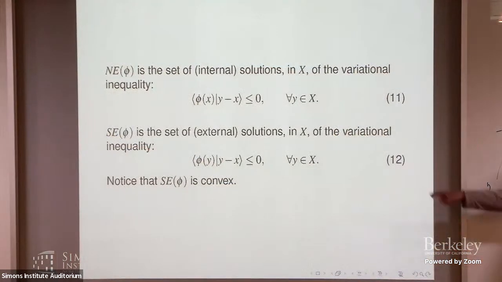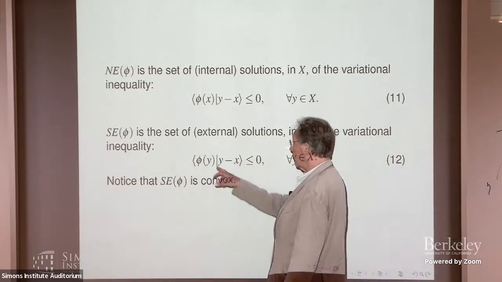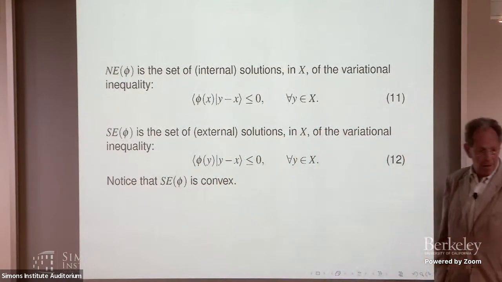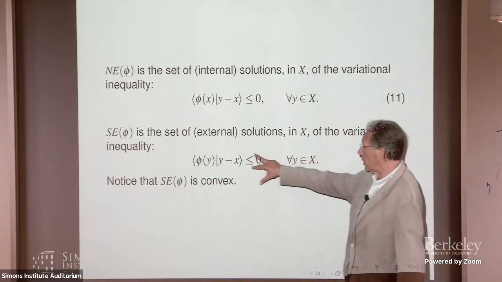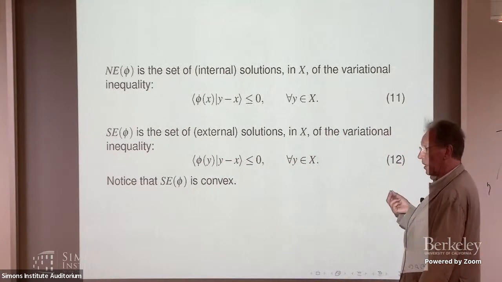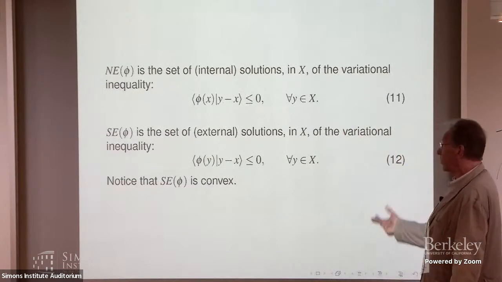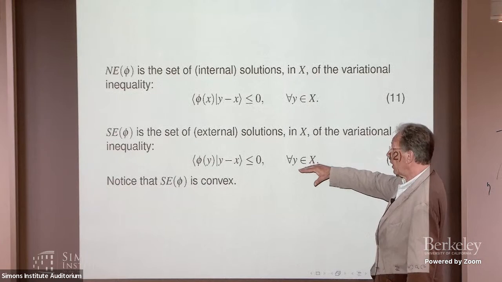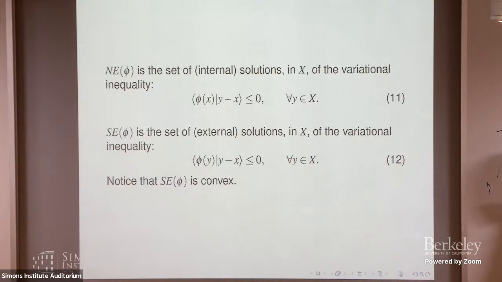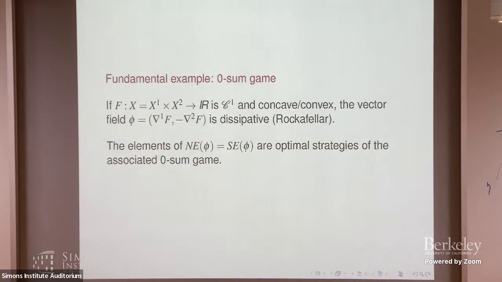External solution. Okay, so if phi is continuous and you satisfy this, then you satisfy this. If phi is dissipative and you satisfy this, you satisfy that. Moreover, if phi is dissipative, the proof that this set is non-empty is a consequence of the min-max theorem. So in terms of complexity, it's very interesting. If you have a general continuous function, this may be empty. If phi has this monotonicity requirement, this is not empty, it's including this. And the fact that this is not empty can be proved using the min-max theorem. And this is basically what explains the result concerning the convergence of this algorithm.